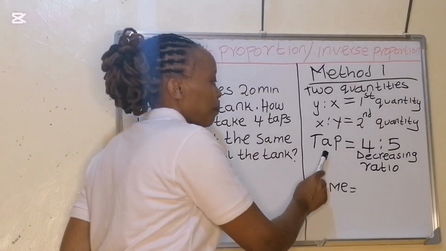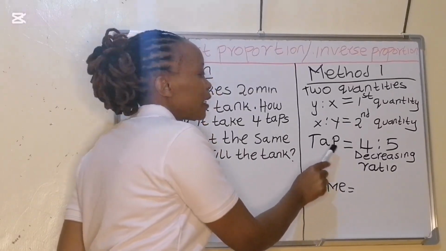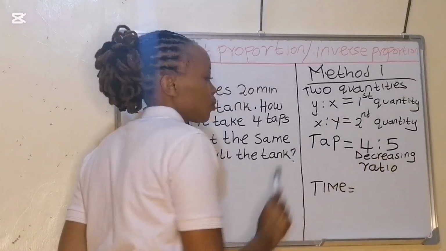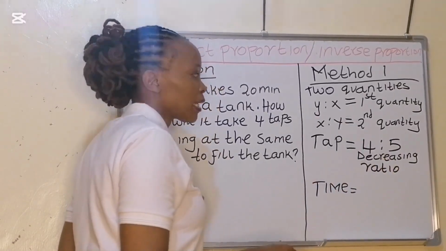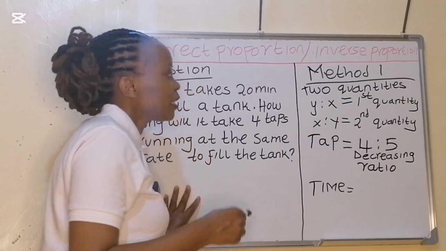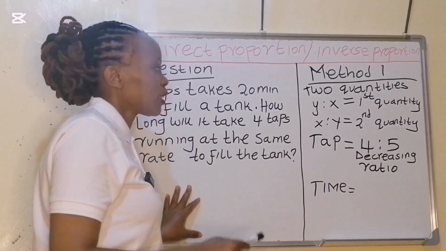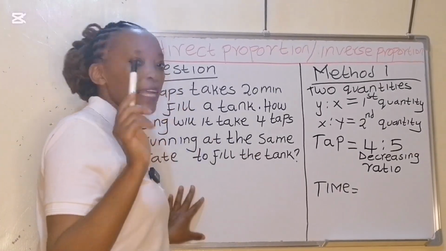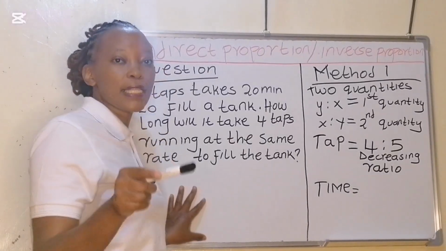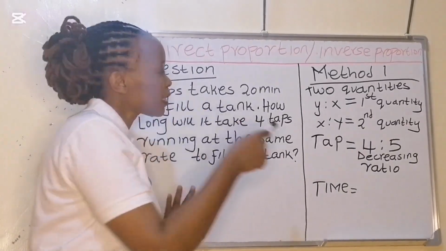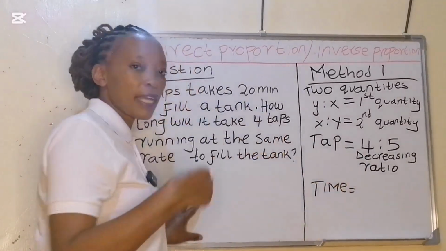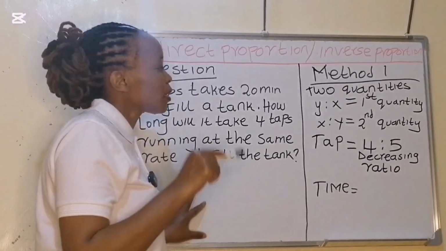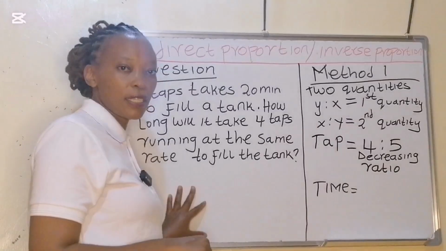So here we have taps. Y is to x is 4 is to 5, which is a decreasing ratio. It means that in inverse proportion or indirect proportion, if the first ratio is a decreasing ratio, the second ratio is an increasing ratio. If the first ratio is an increasing ratio, the second ratio is a decreasing ratio.